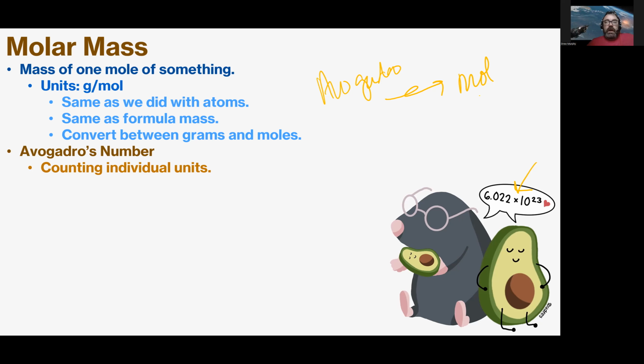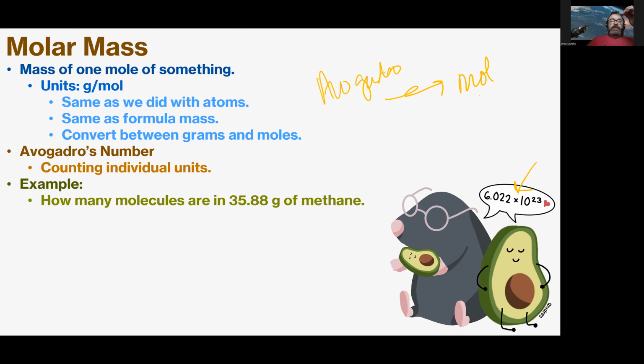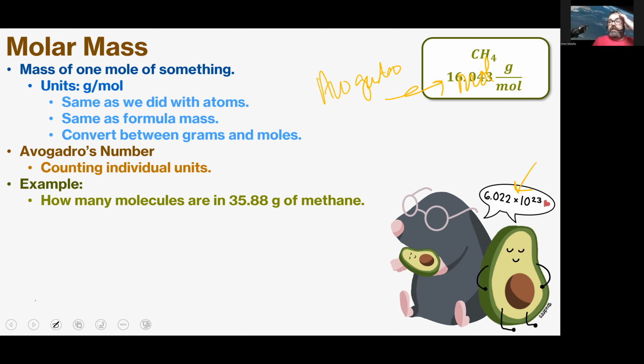All right, what do we got? How many molecules are there in 35.88 grams of methane? Of course, I wrote on where this is going to show up, so let me erase this moles. Avogadro relates to moles. There we go. All right, so there's our methane. Remember, you should know methane is CH4. Here I've given us molar mass, so we're good to go.